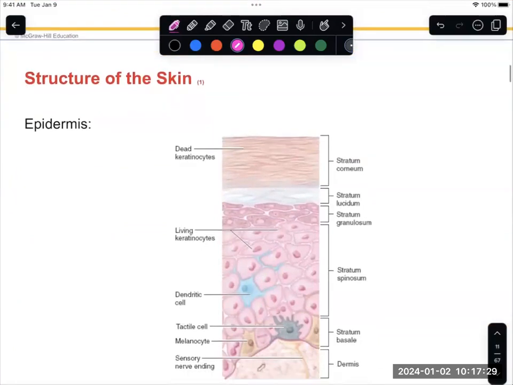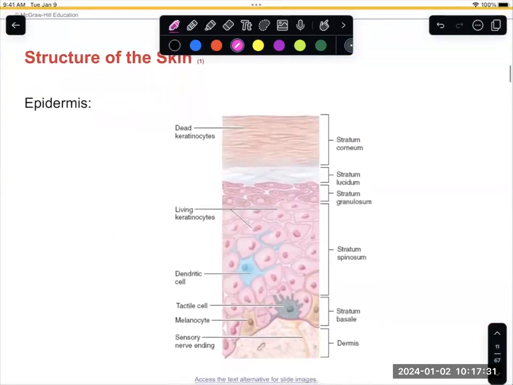So let's look at the epidermis. The epidermis is our outermost layer of the skin. This is the layer that we see. We have the outermost layer, which is the stratum corneum. This is technically the layer of the skin that we do see. This is dead cell.